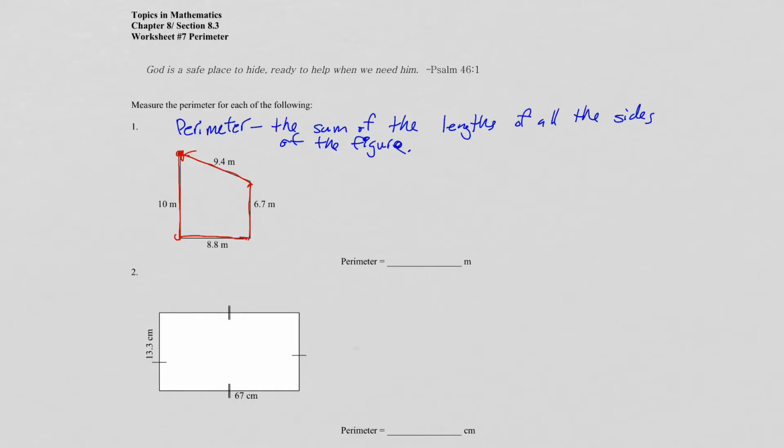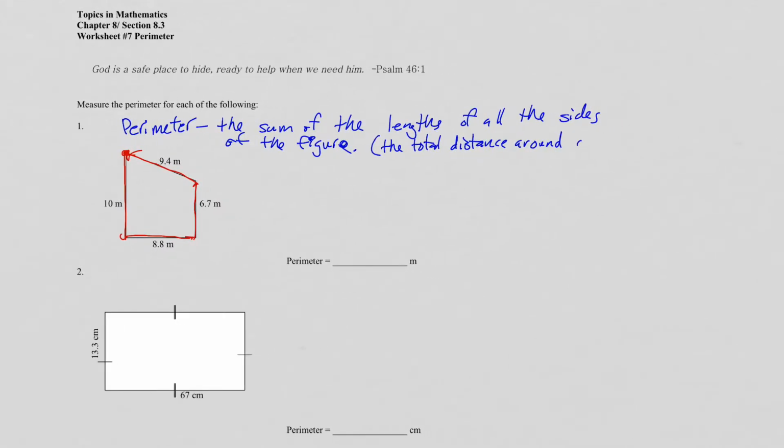Okay? So another way to say that is the total distance around a two-dimensional figure.